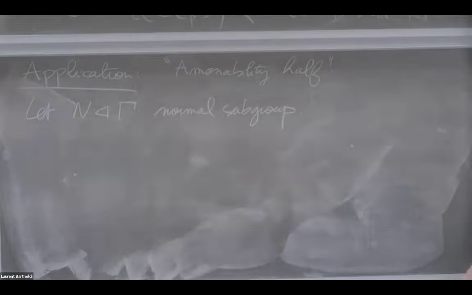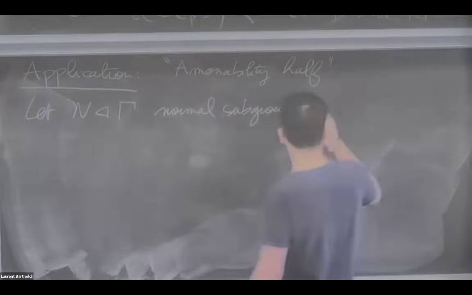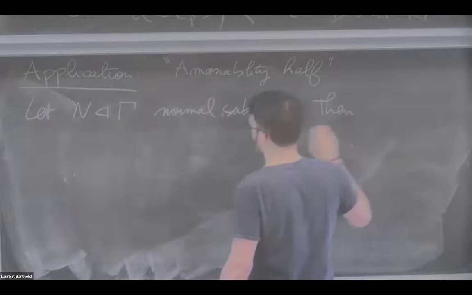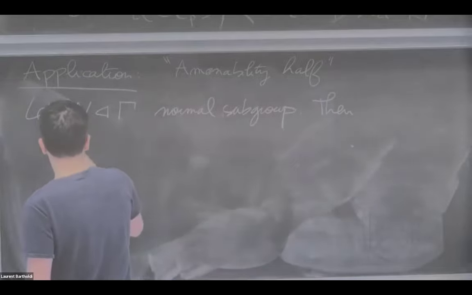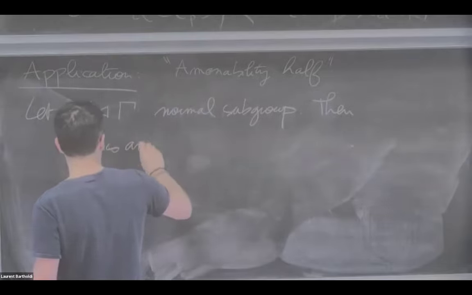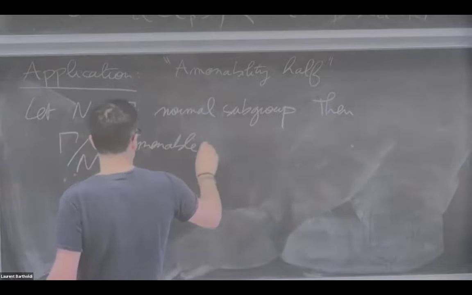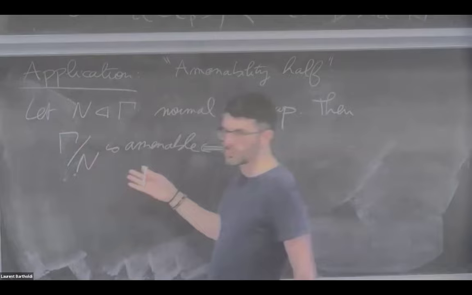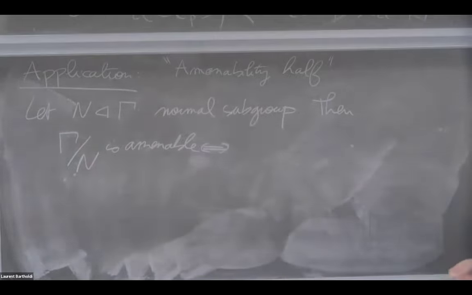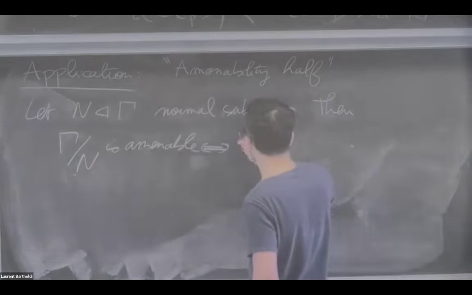And we would like to understand when the quotient is minimal. Then the quotient, you know, when n is minimal. So this is what we want to understand, basically. And the quotient n is minimal is only for every i.